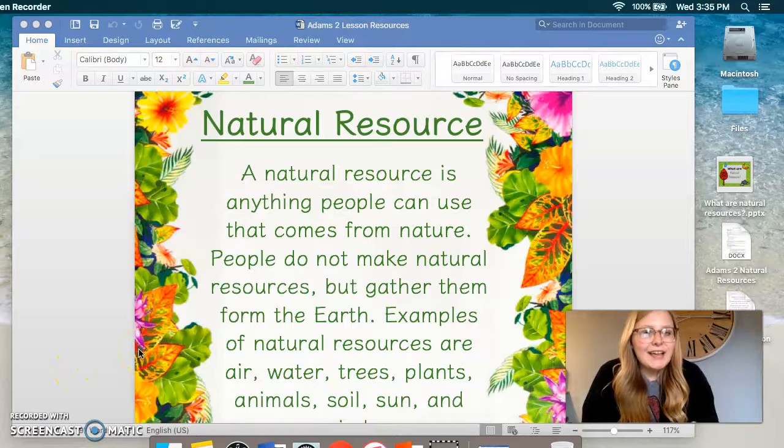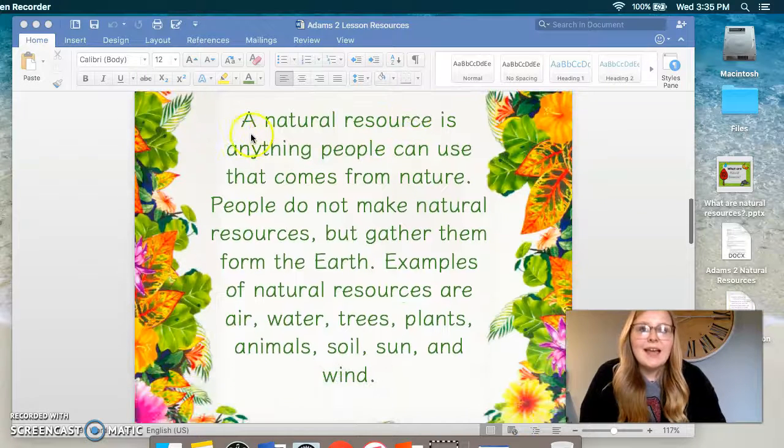So let's take a look at our new vocabulary word today. Our new word in social studies is natural resource. A natural resource is anything people can use that comes from nature. People do not make natural resources, but gather them from the earth. Some examples of natural resources are air, water, trees, plants, animals, soil, sun, and wind.